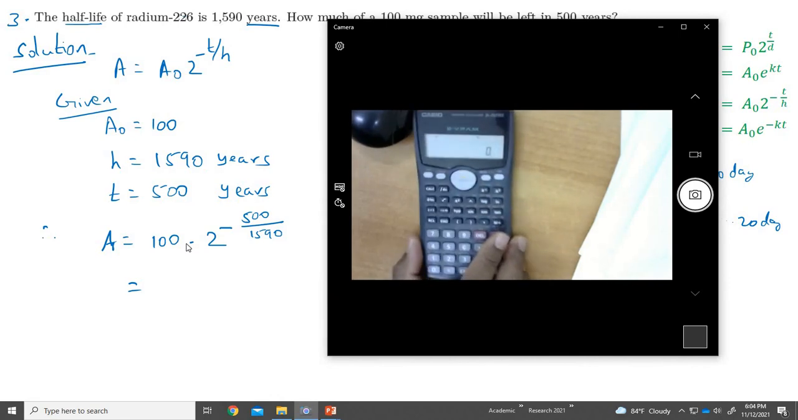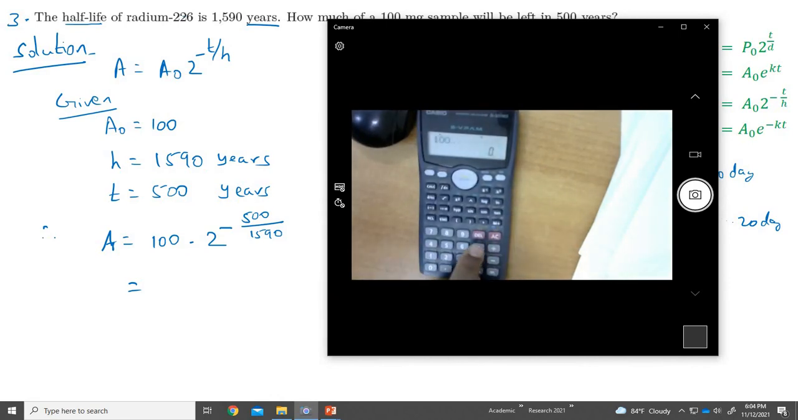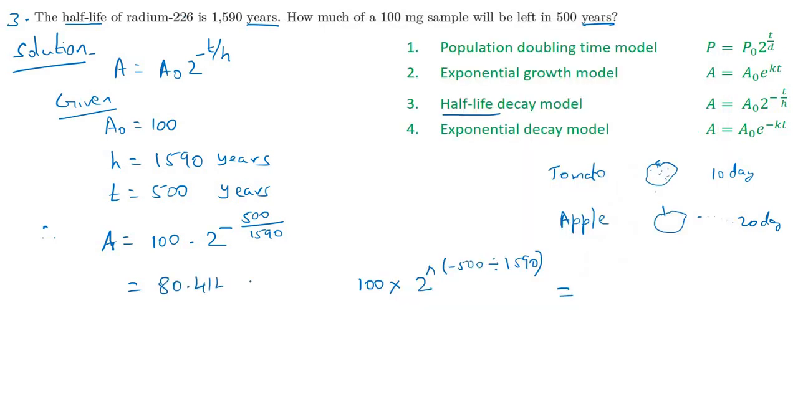What I said to you: 100 multiplication, 2 power means this cap, cap, open bracket, minus 500 divided by 1590, close bracket, equal to. What is the answer? 80.4148, something is there. After the decimal point take 3 or 4 places. Okay, 80.414 I will take. Actually, after that 8 is coming, so I want to add 1. If you don't do it also, it is not a big mistake.